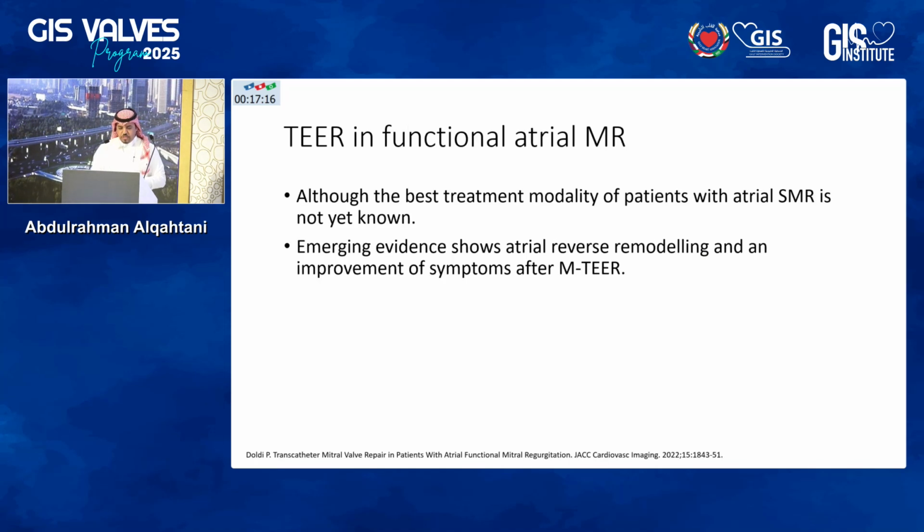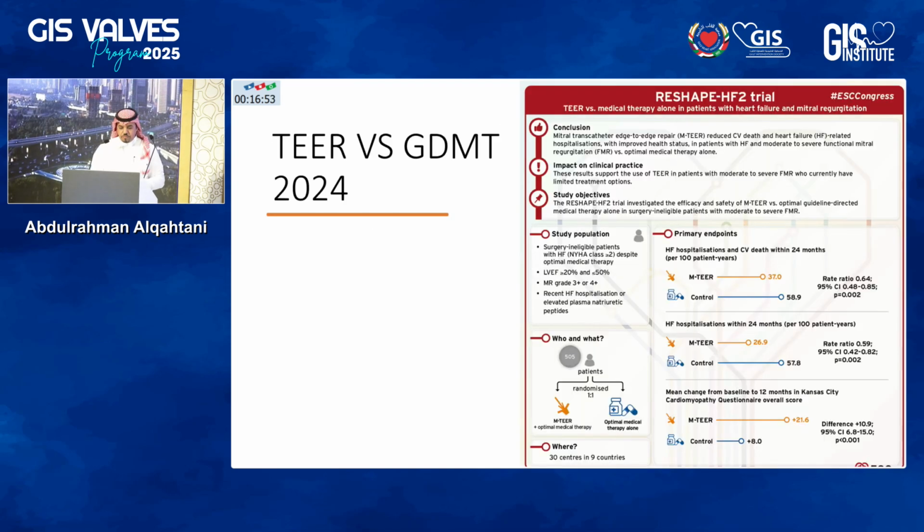where they can get really excellent intervention for that. And with atrial mitral regurgitation, the right approach for those patients is not clearly known. Surgical or non-surgical, we don't have much information on those. But the emerging evidence currently suggests that there is some kind of atrial reverse remodeling in patients who have TEER if they have atrial mitral regurgitation.